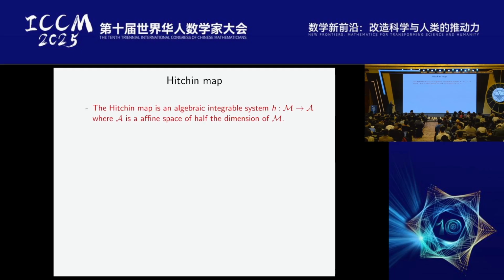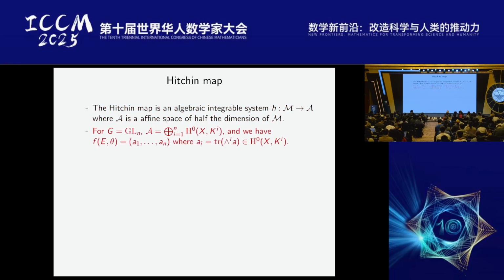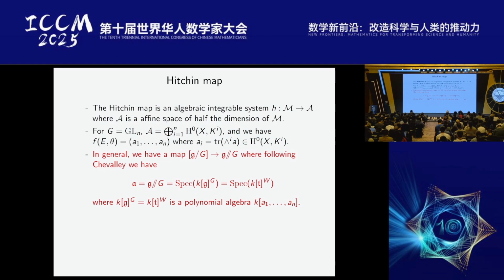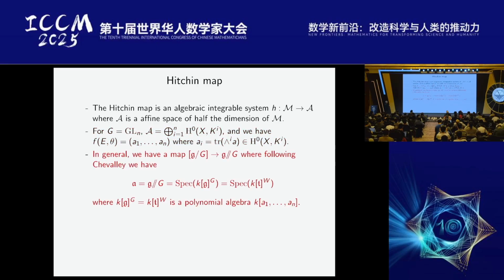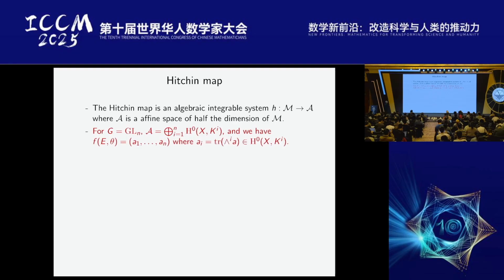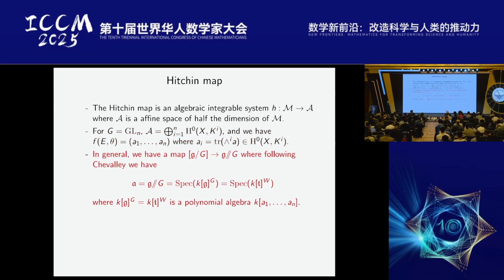So now with this formulation, I can very conveniently reformulate the Hitchin map. For GL_n, you have a vector bundle E and the Higgs field, and the Hitchin map would give a_1, a_2, ..., a_n, the a_i being just the coefficients of the characteristic polynomial of the Higgs field. So in general, you look at this. This is my main topic today, this map.